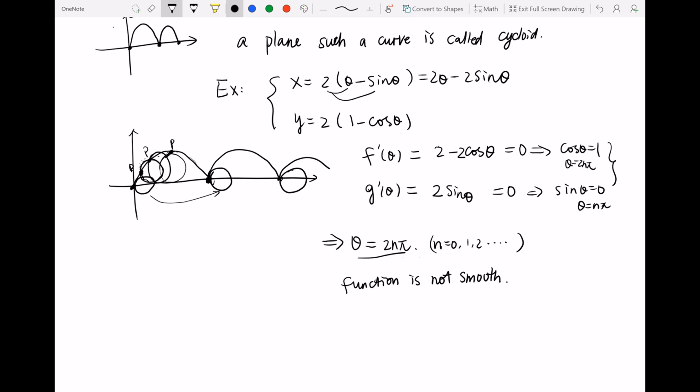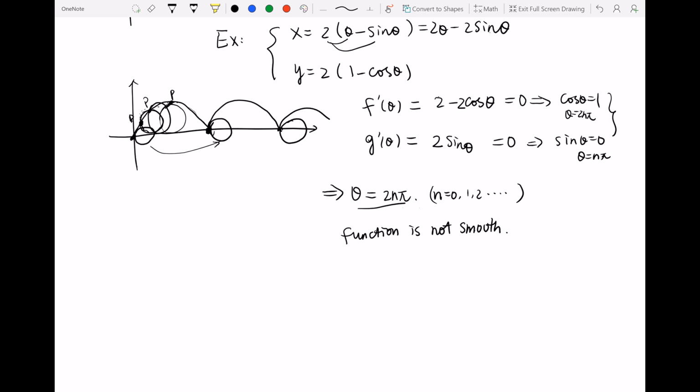Okay, so in the next one we're going to look at the parametric equation and calculus. We're going to look at the derivative and antiderivative of parametric equations. Then we're going to look at the applications, why we need to learn this.